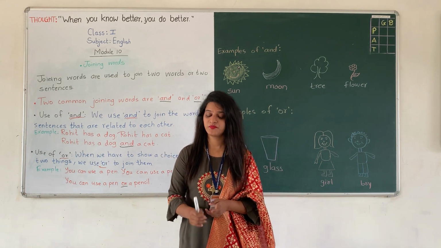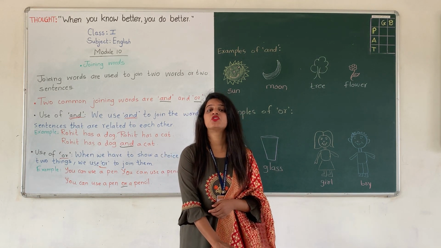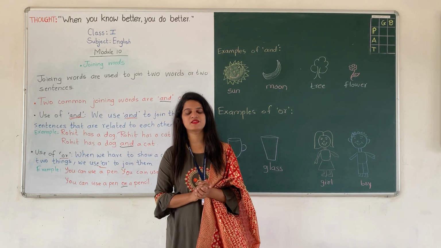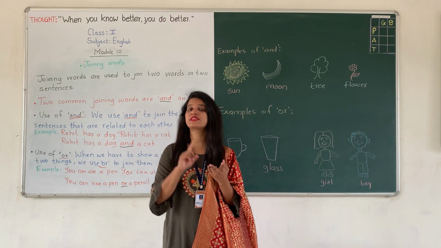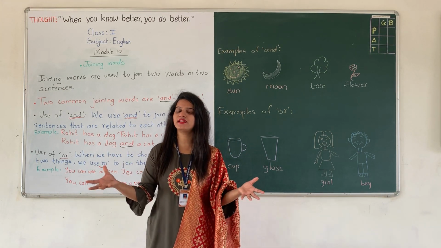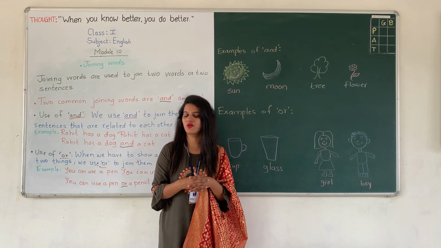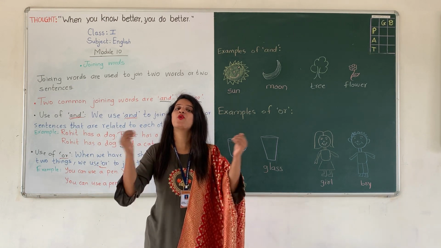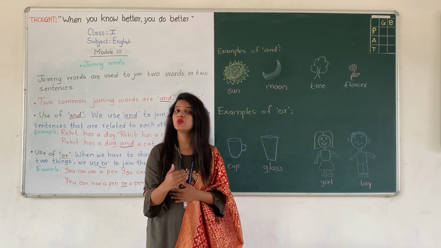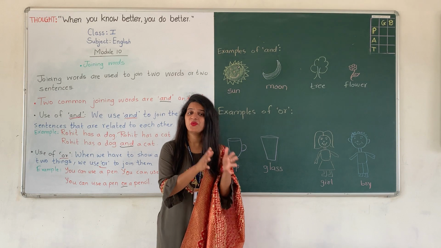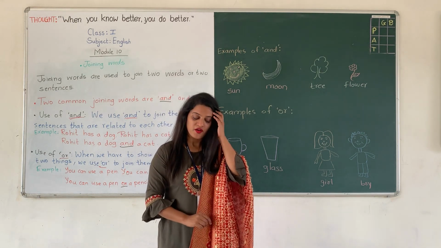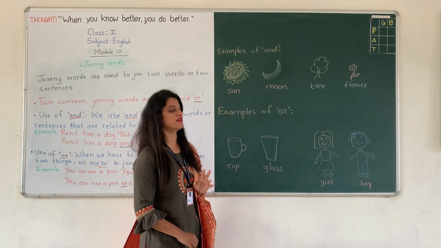Understood? So we use joining words to join 2 words or 2 sentences. But the difference is that we use and when 2 things, 2 words or 2 sentences are related to each other, and we have to take both of them together and talk. But we use or when we have to make a choice between the 2 things. So I have written some examples here.